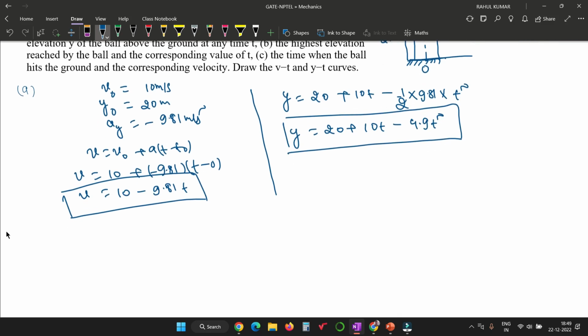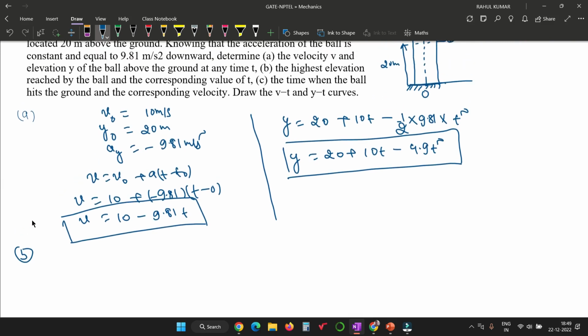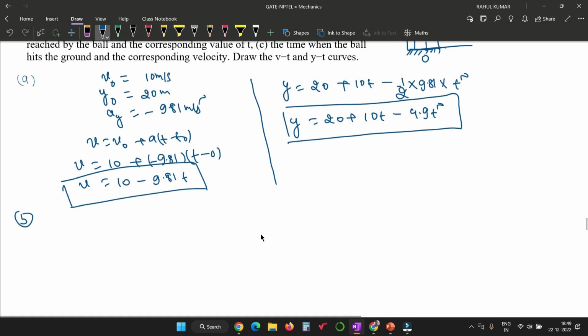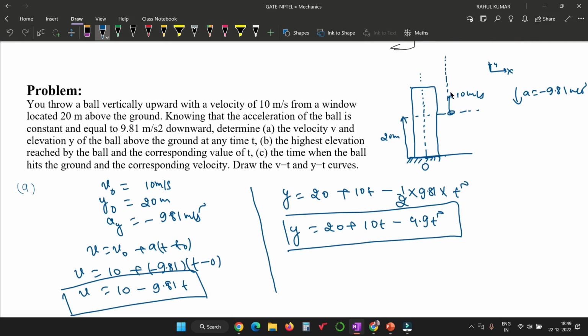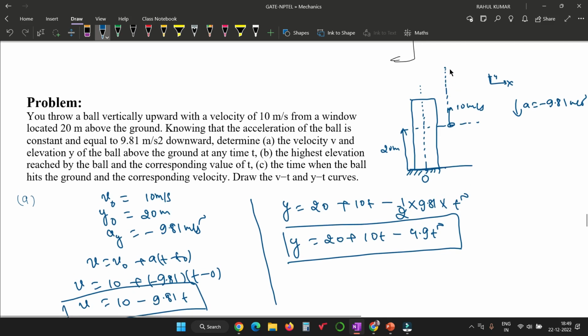So this is the displacement versus time equation. Now the second problem is saying: what is the highest elevation reached by the ball and the corresponding value of time t. So the highest elevation means maximum height. At the highest point you can put v as 0, because the velocity of the ball must be 0. If the ball has some upward velocity, then the ball will rise further, and you cannot take that point as the highest point.